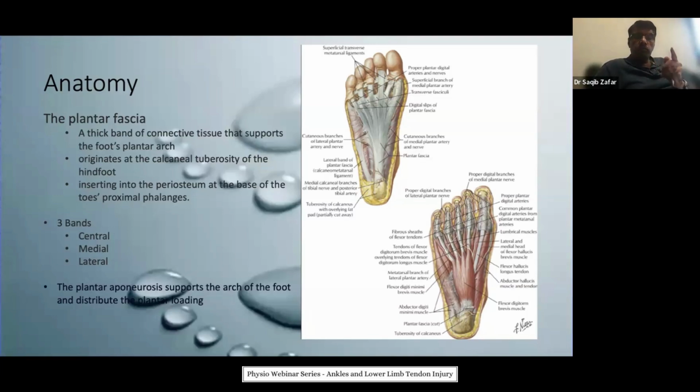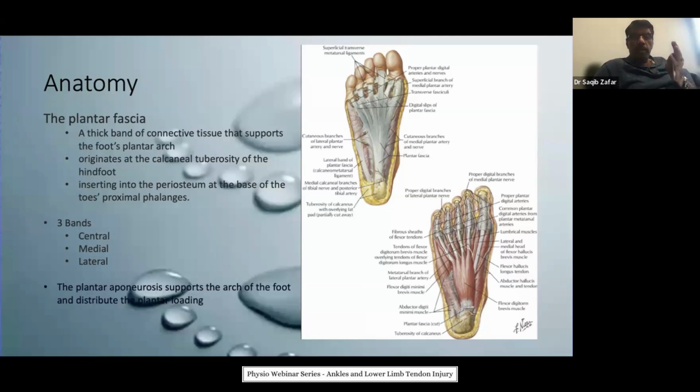But involvement of the lateral band of the plantar fascia, which starts from the calcaneal tuberosity and inserts into the base of the fifth metatarsal, can also lead to a painful plantar fasciitis, with symptoms on the outer border or lateral aspect of the foot. Because this lateral band inserts into the base of the fifth metatarsal, where the peroneus brevis tendon is inserted, it can be confused with that pathology.